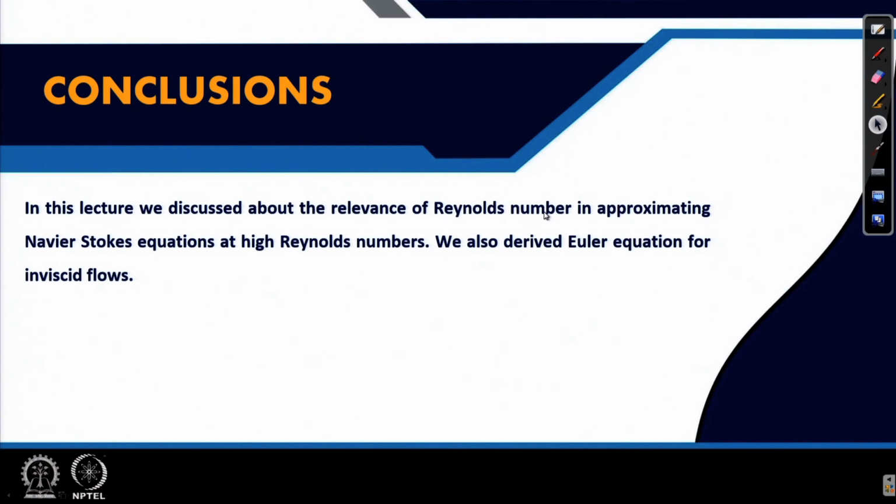So, with this we conclude this lecture, saying that we discussed the relevance of Reynolds number in this lecture and in approximating Navier-Stokes equations at high Reynolds number. And prior to that, we had completed our discussion on substantial derivative, and we showed how substantial derivative can be used to explain a fluid element acceleration. We will take these concepts forward further in the upcoming lecture. Thank you.